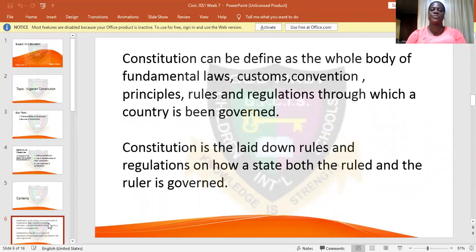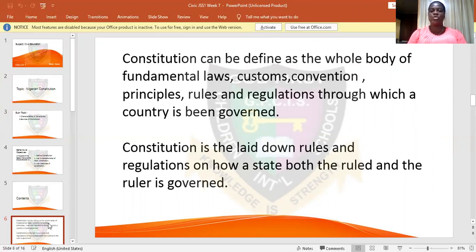What is constitution? Constitution can be defined as the whole body of fundamental laws, customs, conventions, principles, rules, and regulations through which a country is being governed. To put it simply, the constitution of a country is the overall law that is used to govern a country, and that is the highest form of rules and regulations. There are some rules and regulations that constitution governs over. Constitution is the final of the rules and regulations that govern a country.